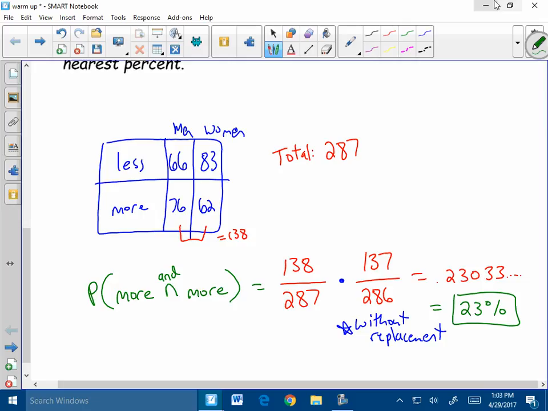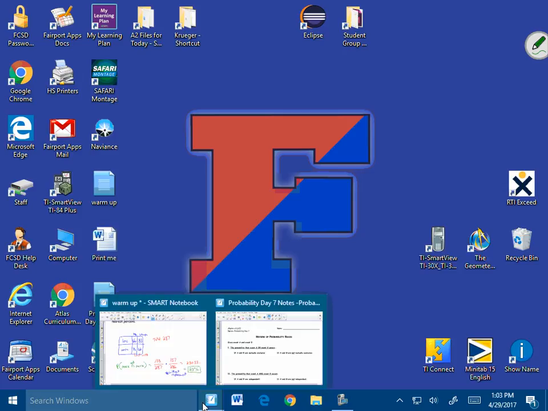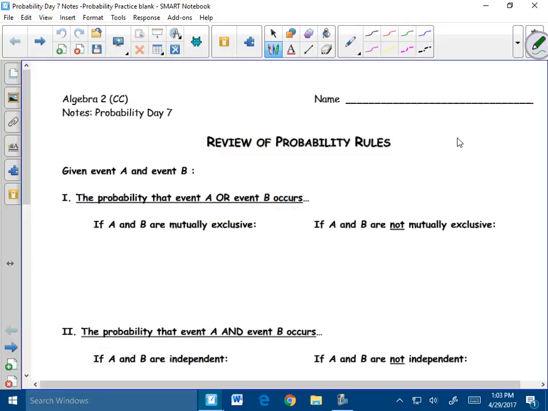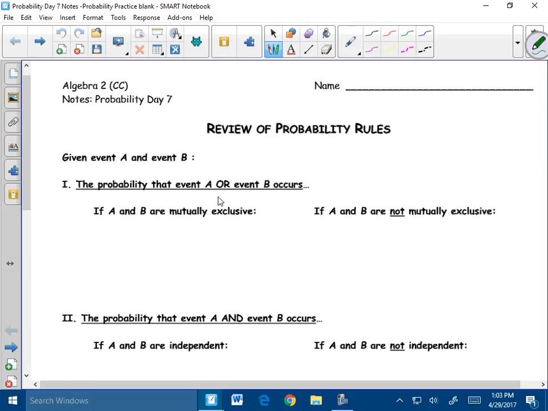Okay, moving on to the notes. So we're going to start by reviewing all of the probability rules that we've been learning, because it can be a lot to keep track of. So we have given event A and event B. First, the probability that event A or event B occurs. Okay, so when you see an or probability, you have to think about adding as the operation involved.